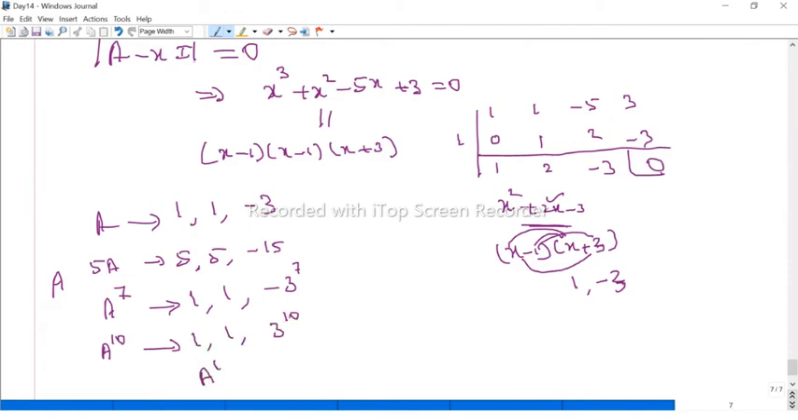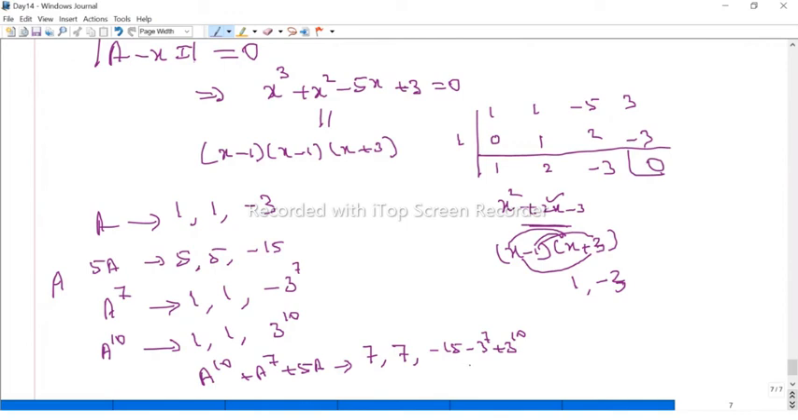Therefore the eigenvalues of A power 10 plus A power 7 plus 5 times A, we just add the corresponding terms. This is 7, comma, 7, comma, minus 15 minus 3 power 7 plus 3 power 10. So what is the value? So maybe take a bigger number, right?